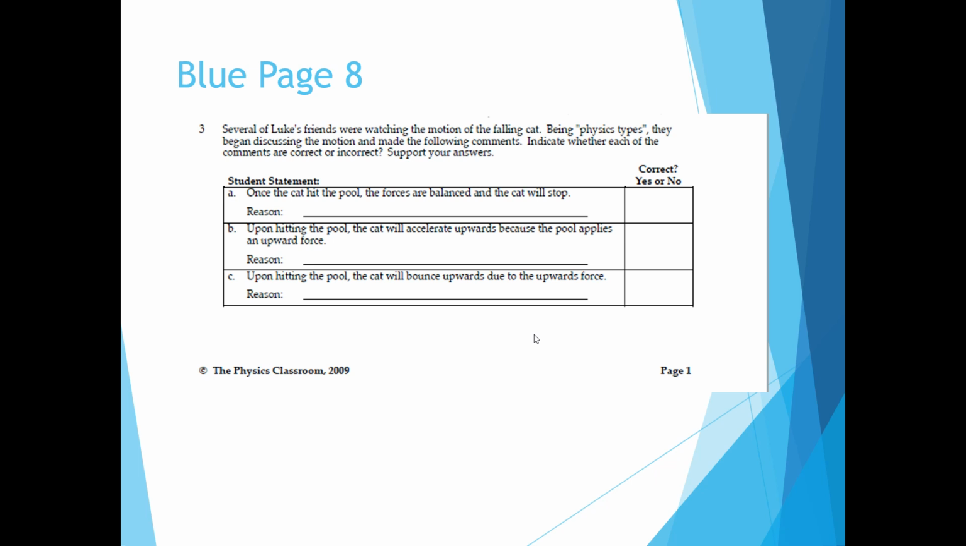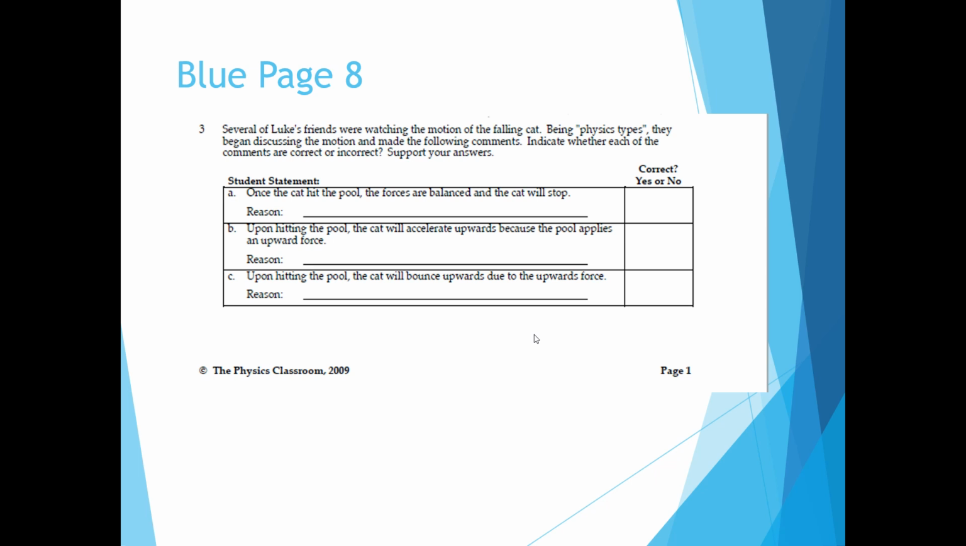So then number 3, several of Luke's friends were watching the motion of the falling cat. Being physics types, they began discussing the motion and made the following comments. Indicate whether each of the comments are correct or incorrect and support your answers. Comment A, once the cat hit the pool, the forces are balanced and the cat will stop. Well, no, the cat's not going to just stop. When you dive into a pool, you don't just stop moving, right? But your forces are balanced, but it's going to stay in motion and continue in motion in a straight line at that same speed.